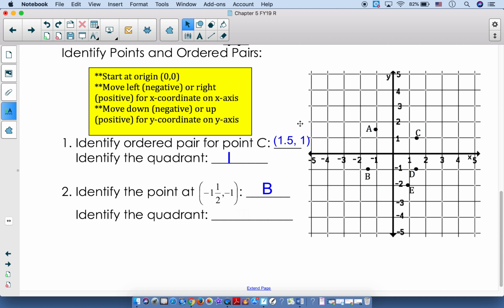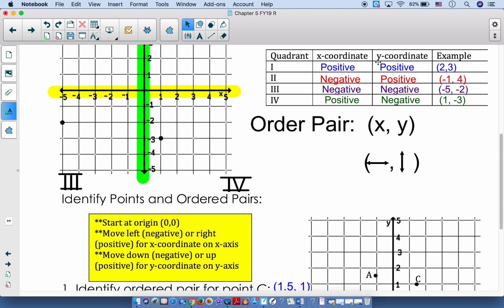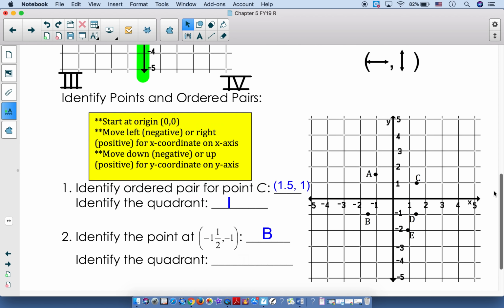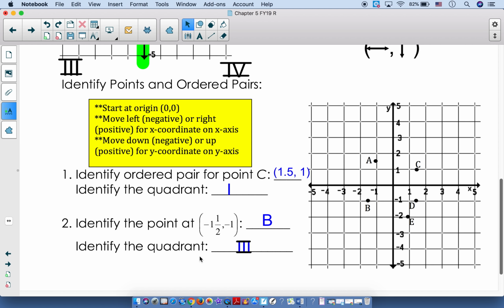What quadrant is letter B in? Well, if it's a negative and a negative, according to our chart, it must be quadrant 3. We also could just know that it's quadrant 3 because we know this is 1, and then we go counterclockwise like a clock would do. We go quadrant 1, quadrant 2, 3, and 4.